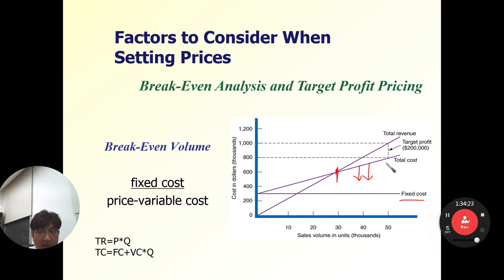There is another way to lower the break-even point, right? If you lower the slope of the total cost line, something like this, not moving, okay, something like this, lower the slope of the total cost line in this way, then you also have a smaller break-even point, okay. Lowering the slope of the total cost means what? Yes, you decrease your variable cost.